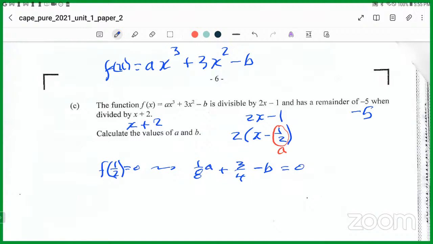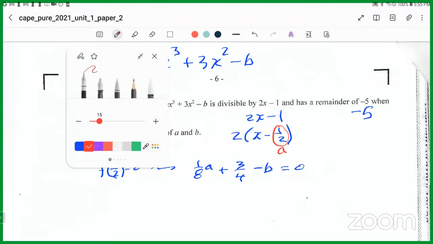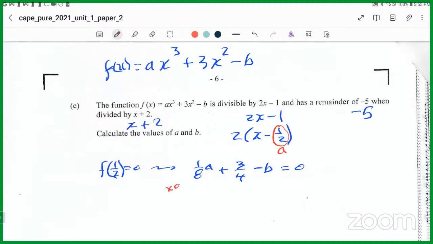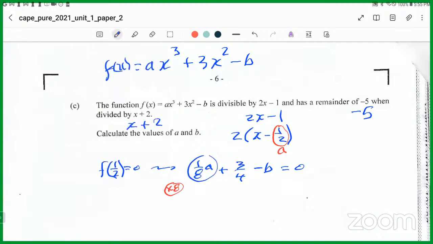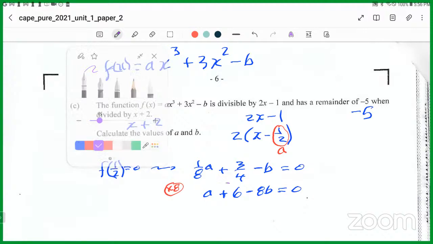Now I'm going to clear all those fractions. So I'm going to multiply by 8. Multiply by 8. And this becomes a. This becomes 6, because 8 divided by 4 is 2, 2 times 3 is 6. This becomes 8b equals 0. So that is one equation right here.